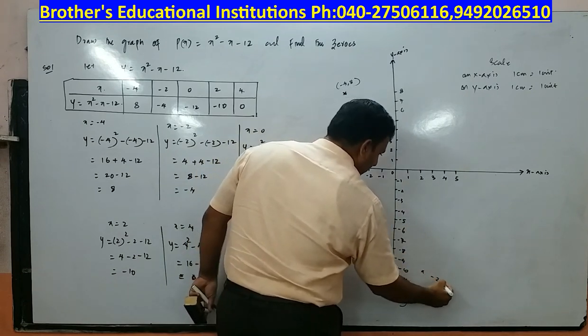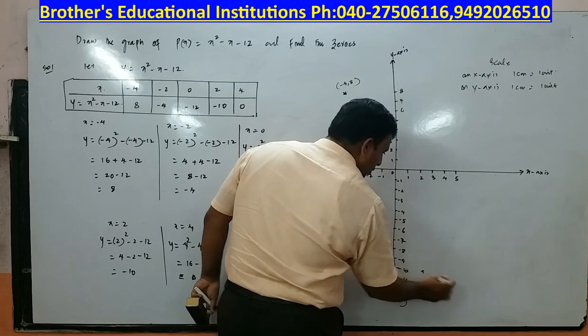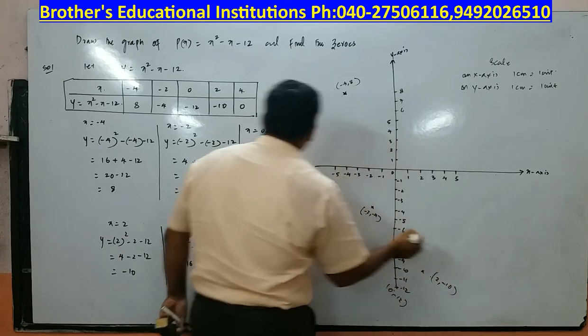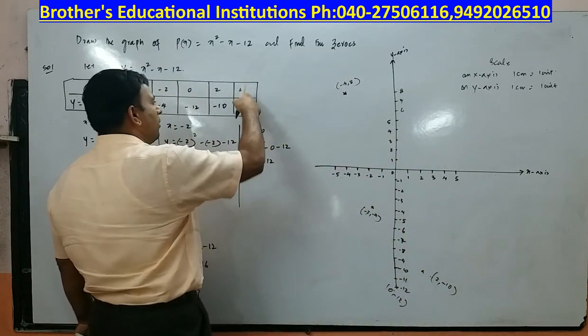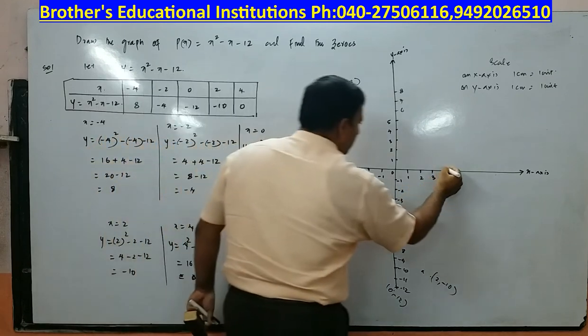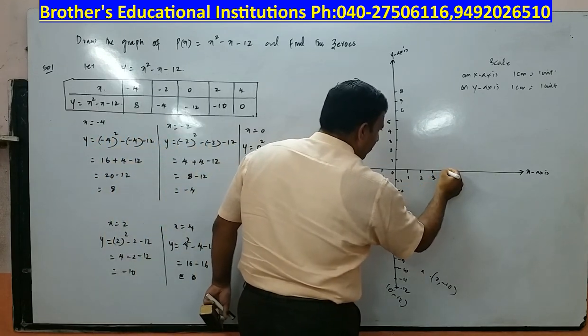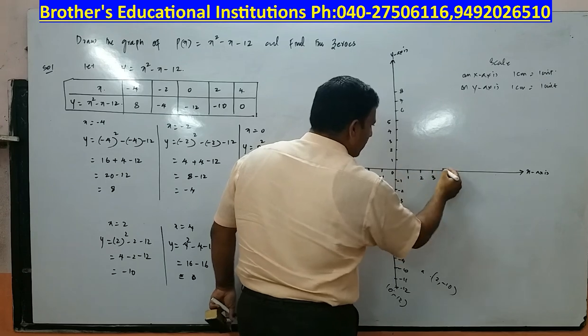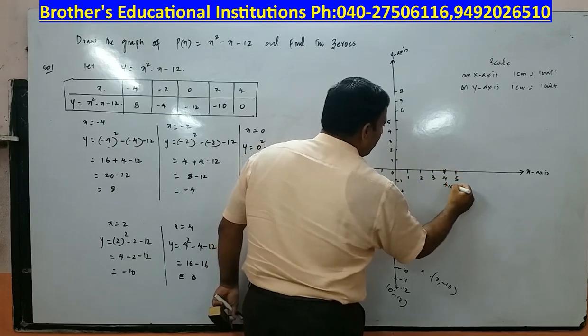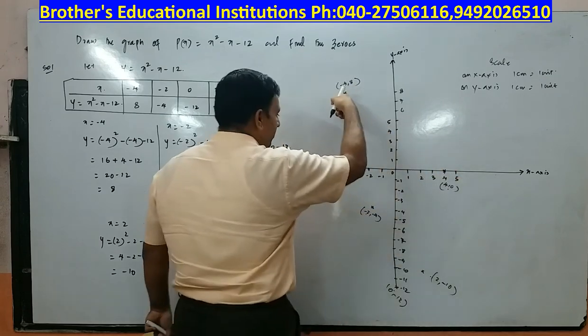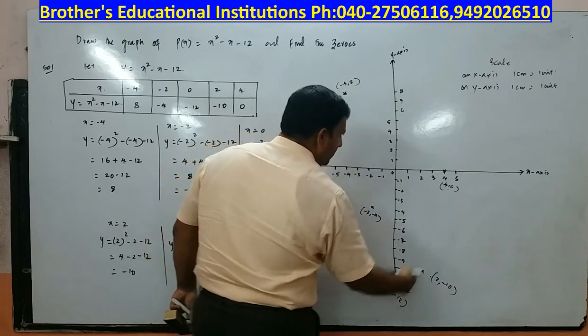I call this 2 comma minus 10. And then followed by, for x is equal to 4, what is the value you got? 0. For x is 4, y value is 0. I call this 4 comma 0. So one point is here, one point is here, one point is here, it is coming here.